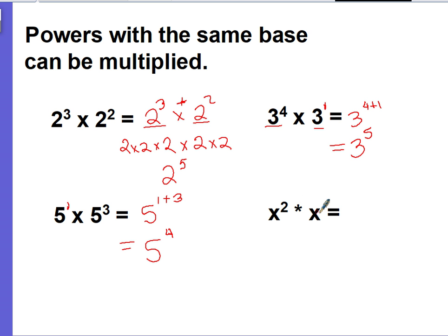So x to the second times x. Well, again, there's no exponent here, so this becomes a 1. So x to the second times x is x to the 2 plus 1, and that just means it's x to the third. And again, it doesn't matter what it means beyond that, but we do know that when you have powers with the same base, you can multiply them by just adding the exponents.